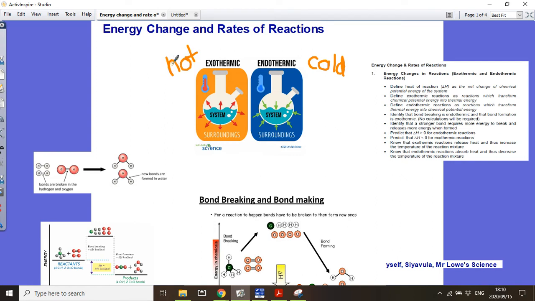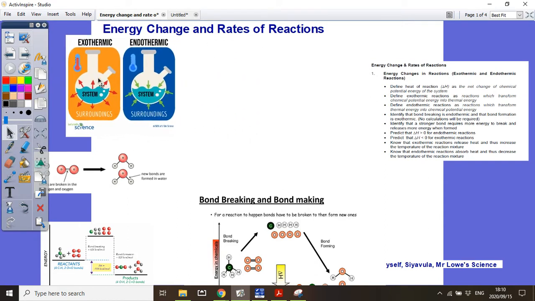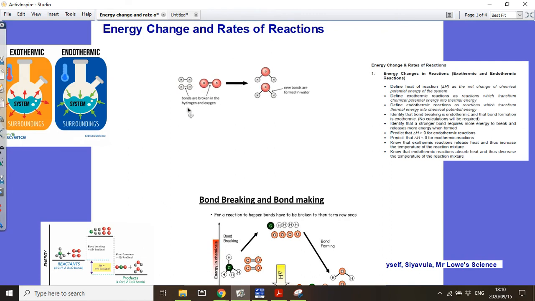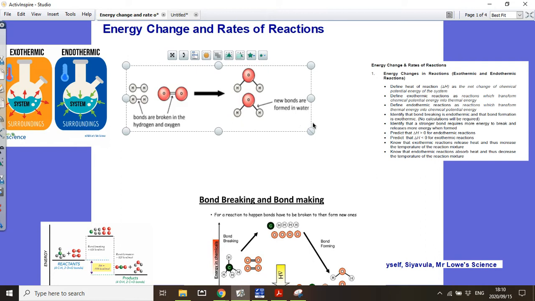But now, why is the container hot and why is the container cold? Now we have to look at what actually goes on inside. Any chemical reaction has to do with bonds that have to be broken and bonds that have to be formed. If I look at this very simple reaction here, it's just oxygen and hydrogen reacting with each other, and we know that's going to form water for us.